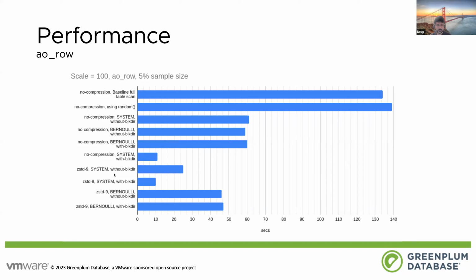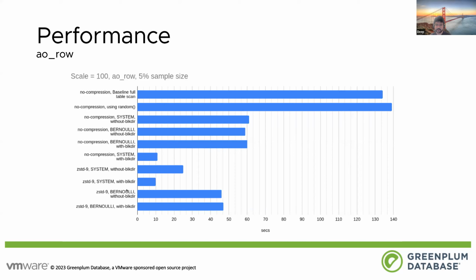Now, if you compare the system without block directory to the Bernoulli without block directory, you'll see that system without block directory is winning over Bernoulli without block directory. And the reason is that we are saving on decompression cost.